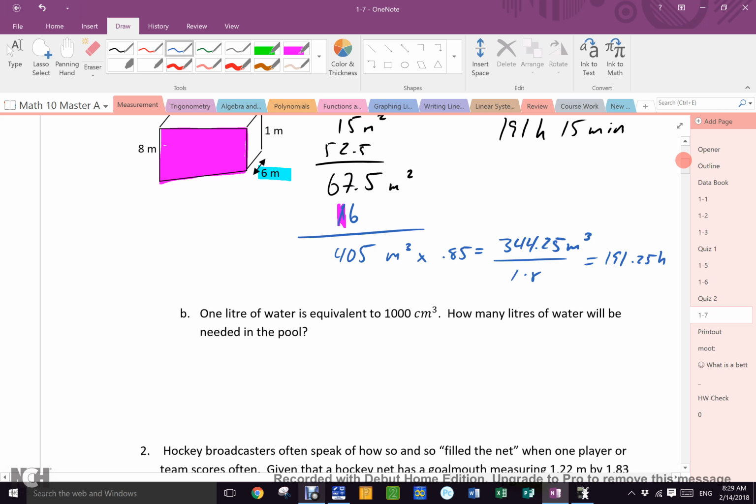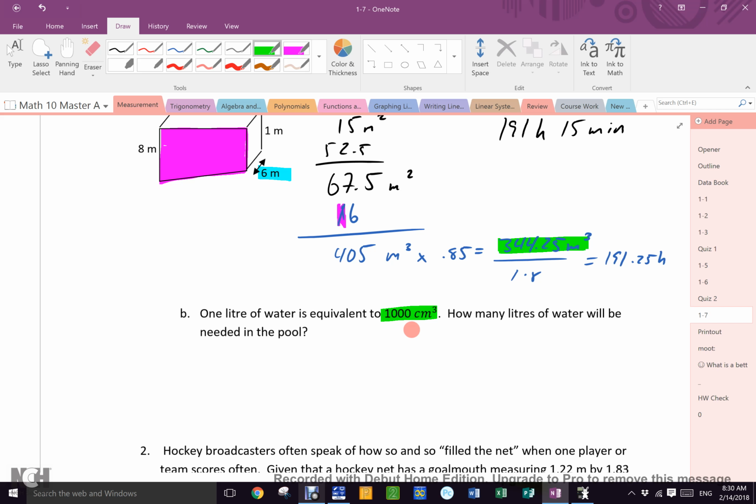Now, next question. 1 liter of water equals 1,000 centimeters cubed. How many liters of water to fill this pool? We know that the pool is that many meters cubed, right? And I know that I need 1,000 centimeters cubed, right? So what do I have to do with these meters so I can work with this question? Convert it to centimeters? Thank you. I got to convert it to centimeters cubed, yes?